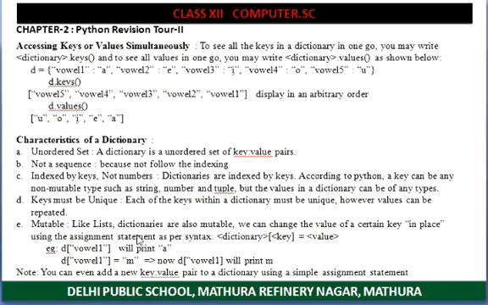Mutable. Like lists, dictionaries are also mutable, meaning we can change the value of a certain key in place using the assignment statement: dictionary key is equal to value. If you want to print any value, then you write D of 1 and it will print the value of that particular key. And if you want to change any value, then you use the assignment statement: D of 1 is equal to M. Now D of 1 will print M. If you want to add any key, then you add a key-value pair to a dictionary using a simple assignment statement.